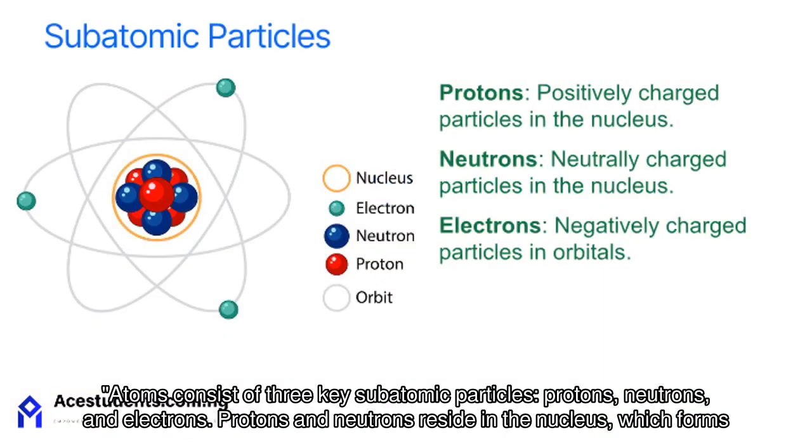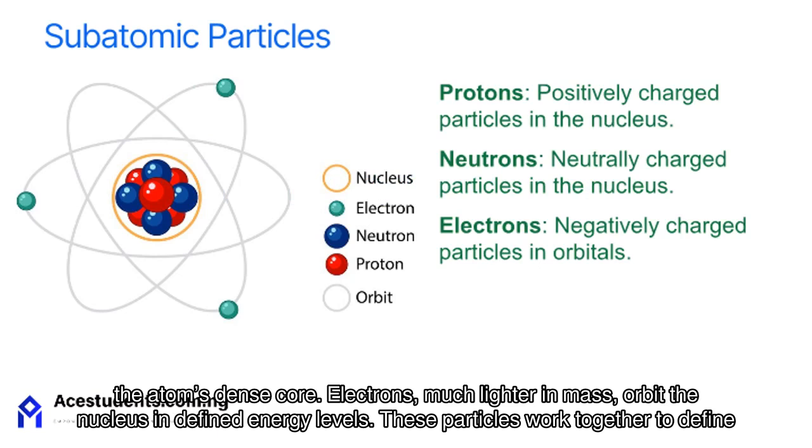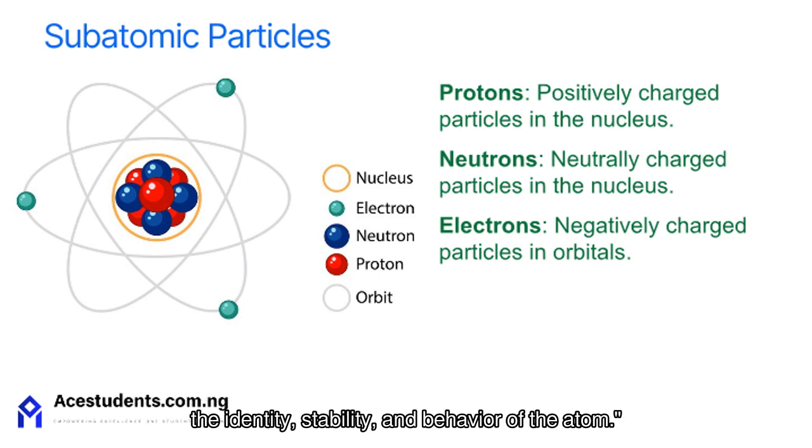Atoms consist of three key subatomic particles: protons, neutrons, and electrons. Protons and neutrons reside in the nucleus, which forms the atom's dense core. Electrons, much lighter in mass, orbit the nucleus in defined energy levels. These particles work together to define the identity, stability, and behavior of the atom.